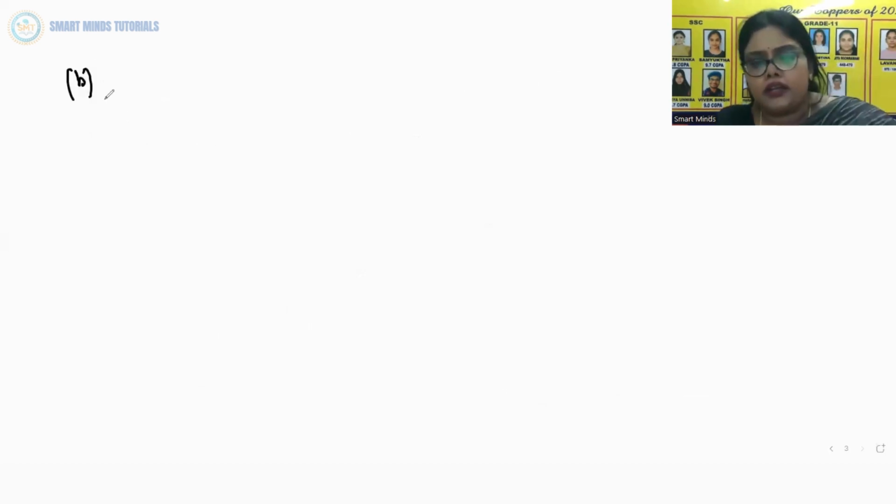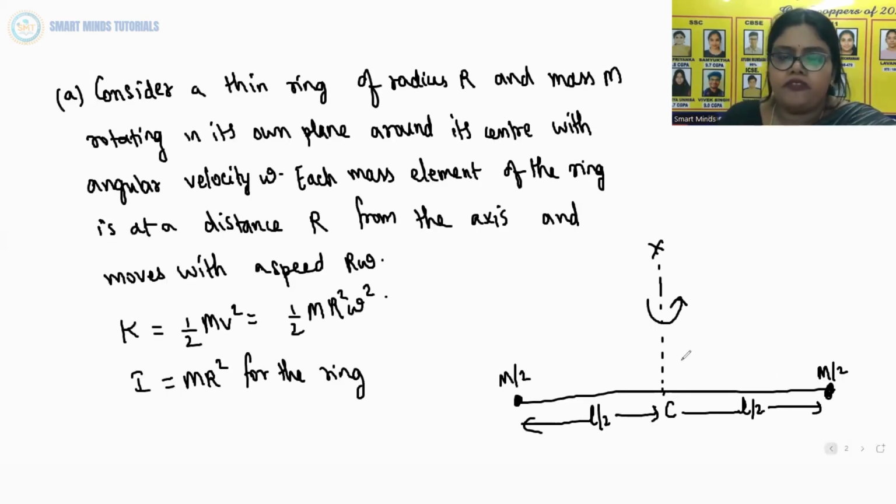And the second case is, now we take a rigid massless rod of length L with a pair of small masses rotating about an axis through the center of mass perpendicular to the rod. You can refer to the same figure. So each mass m by 2 is at a distance L by 2 from the axis.